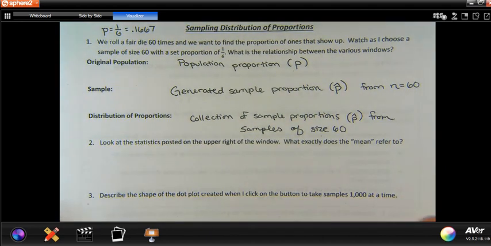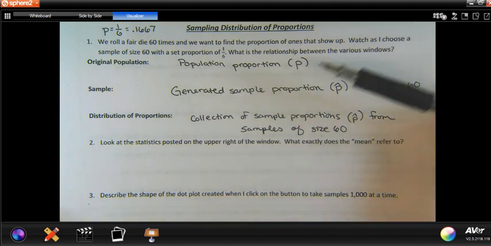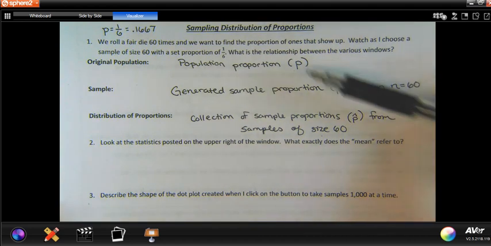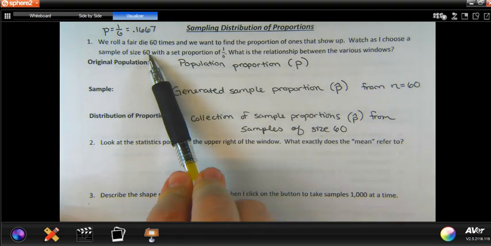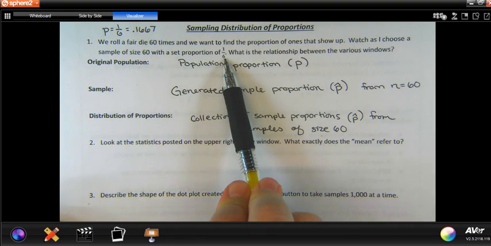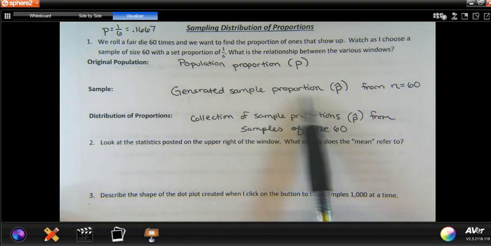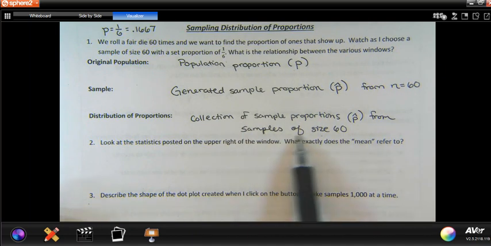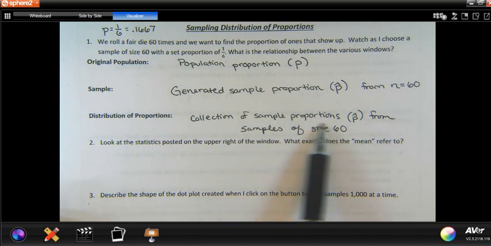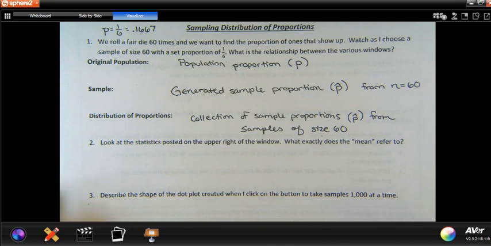So that's how these windows are working together. We have the set population proportion. We're generating samples based on how things should be behaving with a sample size of 60 and a given population proportion, but we get some variability in there, and we're collecting those sample proportions to see how they distribute, so we can see the behavior of those sample proportions.